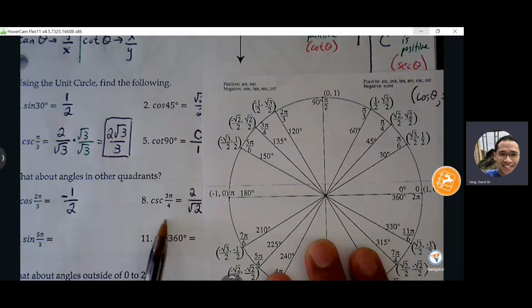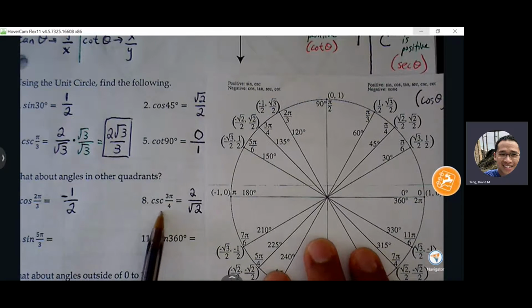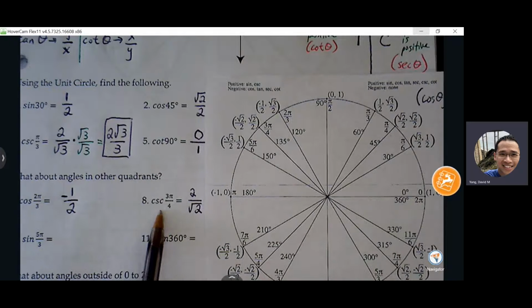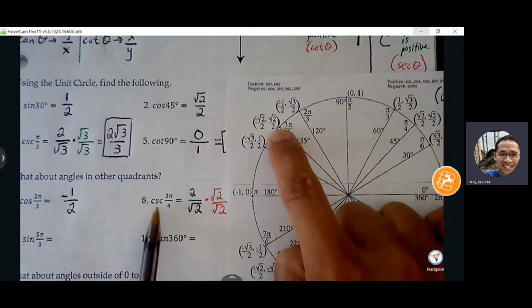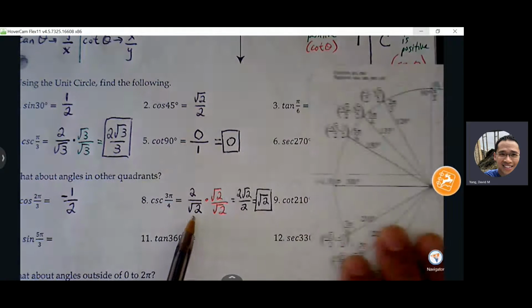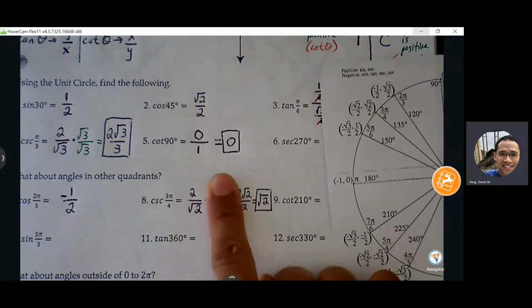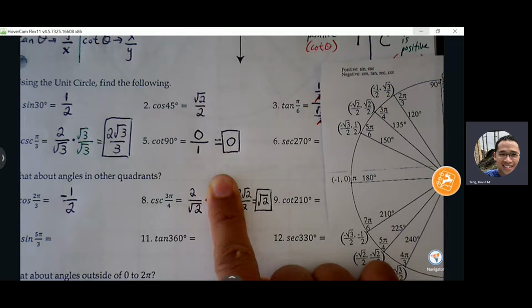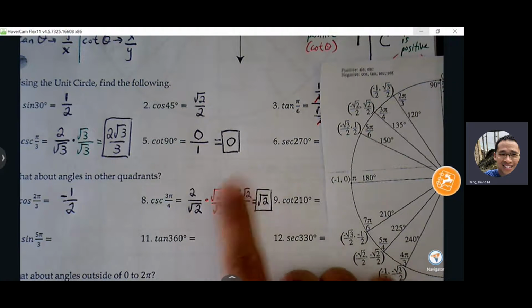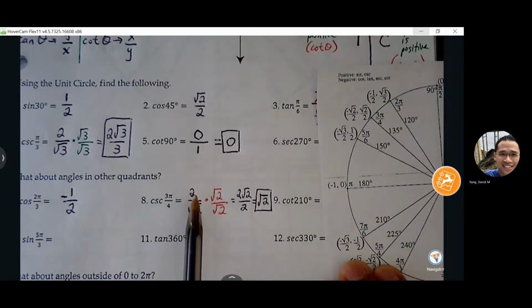Cosecant of 3 pi over 4. We know cosecant is related to the y value, related to the sine. So we look at our sine value here, but what do we need to do because it's cosecant? We have to flip it, right? So instead of root 2 over 2, I have to make it 2 over root 2. Technically this is the right answer, but we want to do some cleanup. So to do some cleanup, I have to multiply top and bottom by root 2 over root 2.